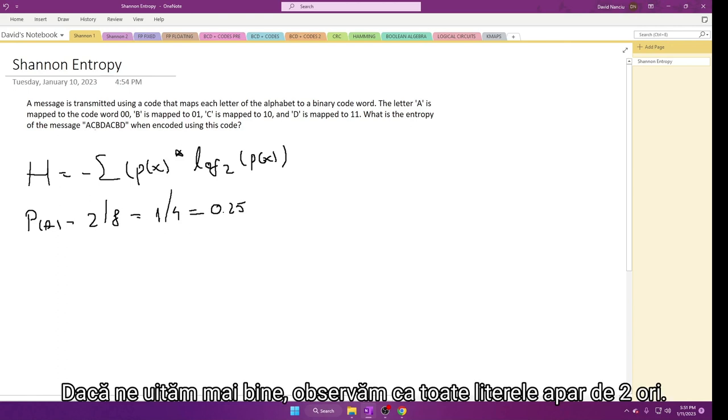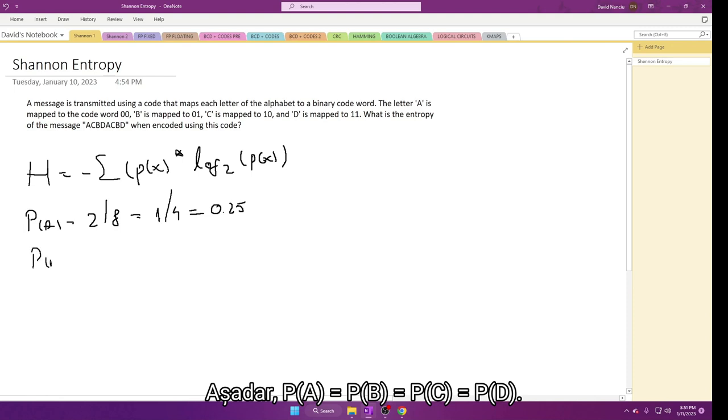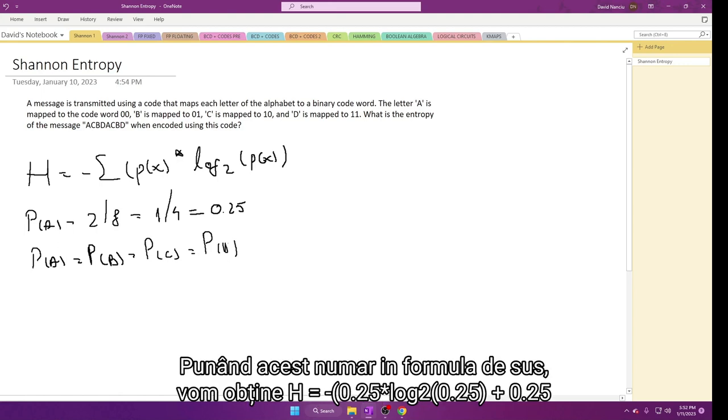If we watch closer, all of these letters appear only 2 times, so P of A is also equal to P of B, which is also equal to P of C, and which is also equal to P of D. Putting this value 4 times in the formula above, we'll obtain minus 0.25 multiplied with log base 2 of 0.25.